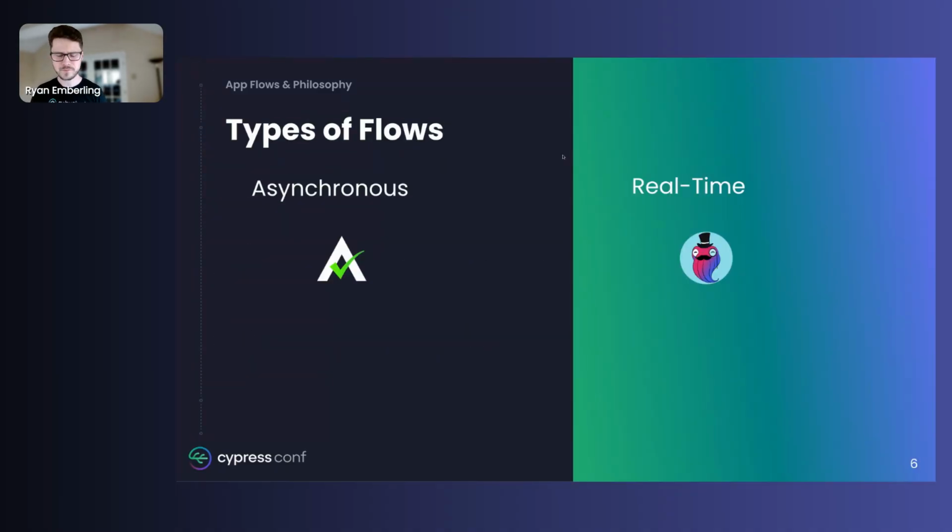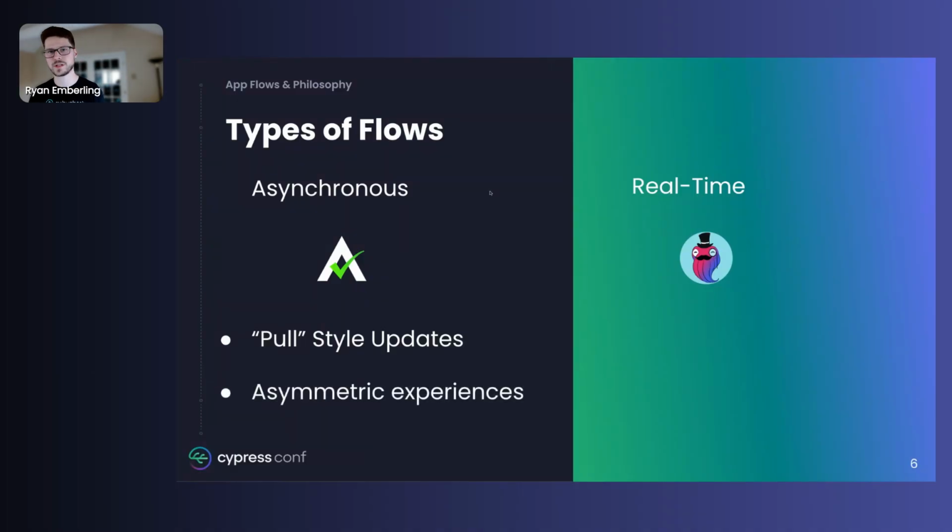So in order to demonstrate different kinds of multi-user flows, I'd like to contrast my professional work at the Assessments Foundation with my open source project of Cuttle. In particular, the Assessments Foundation has generally asynchronous pull style updates and asymmetric experiences. By this, I mean that generally users need to refresh the page in order to see data that was updated or generated by another user previously. And by asymmetric experiences, I mean we have different kinds of users who are interacting in interrelated flows.